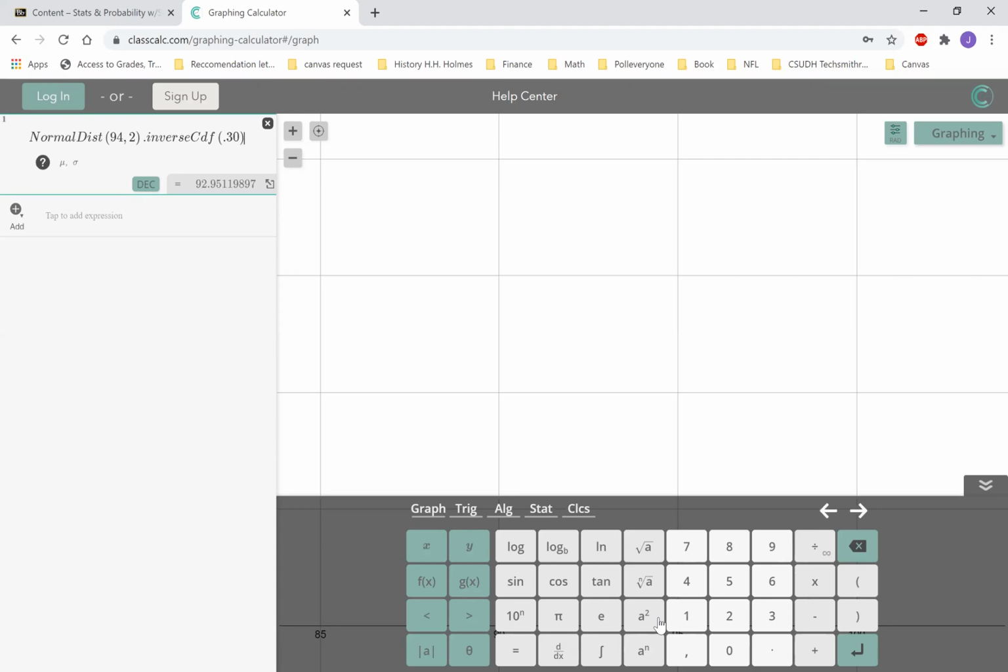So X is 92.95. If we want to clock Kershaw's lowest 30 percentile of his fastball, pretty much the lowest 30 percentile of his fastball will be anywhere at 92.95 miles per hour or something slower than that. And that's it for part D, and that's it for the lesson plan.